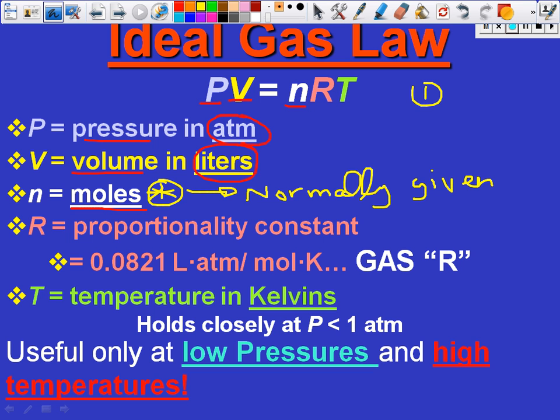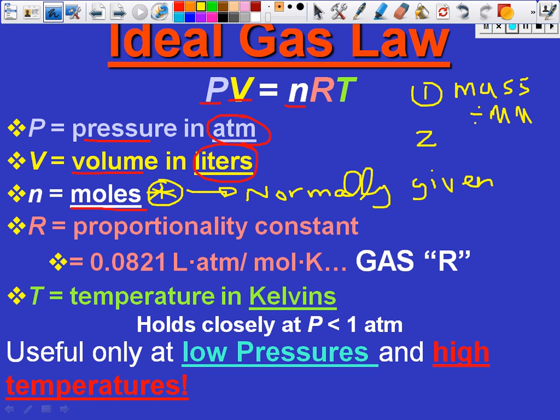The first way it's going to be given is the mass. Well, how do you get moles from a mass? Well, that's your gram to mole conversion. All right, so that's the first thing you're going to have to do, is divide by the molar mass. That will give you the number of moles.